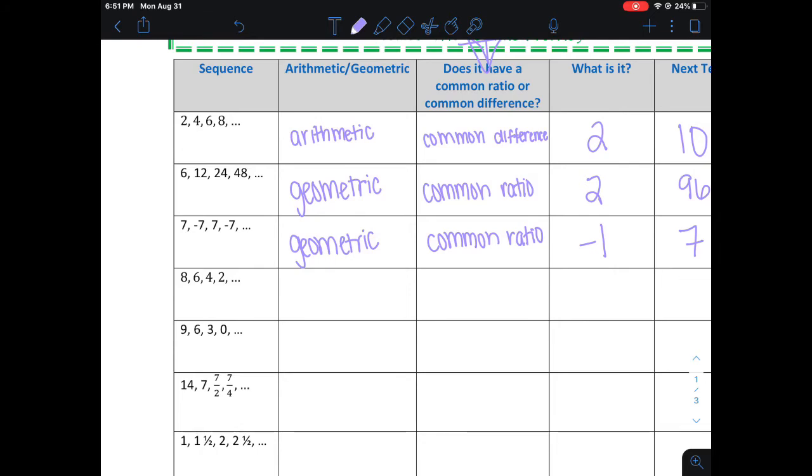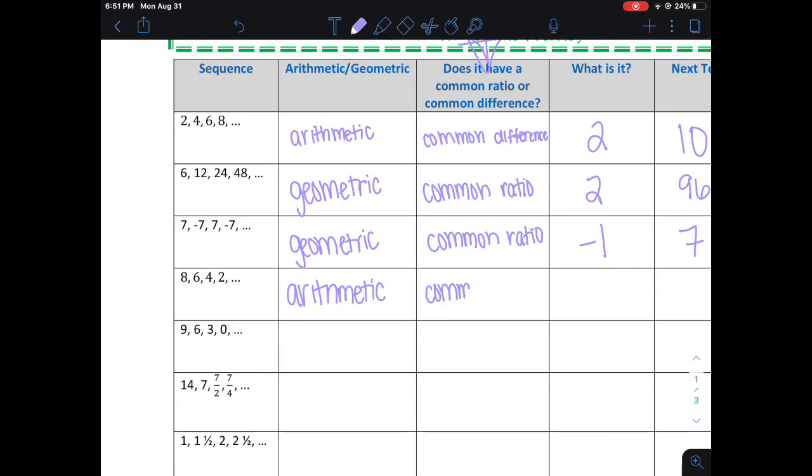8 to 6 would be -2. 6 to 4, again. 8 to 6, it would be plus a -2. 6 to 4 would be plus a -2. 4 to 2, again, plus a -2. So this one will be arithmetic.